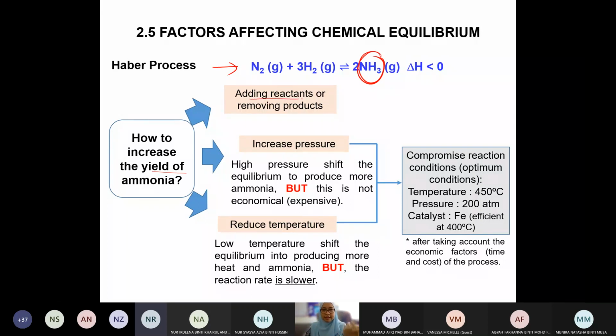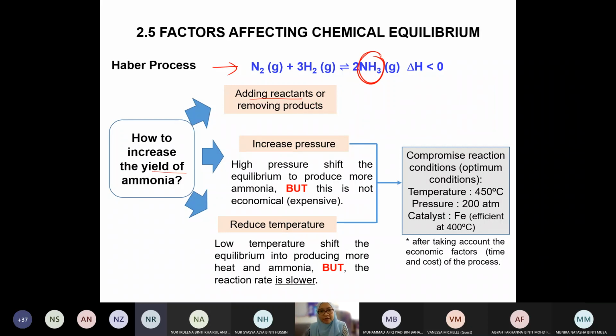One, by adding the reactant. When we increase any of these reactants, it will cause the reaction to shift to the right. Right? Remember, we want to produce ammonia. It will cause the reaction to shift to the right, which produces our product of interest.